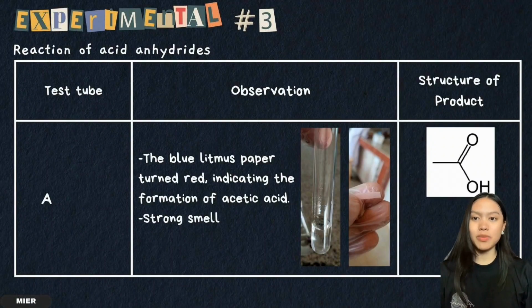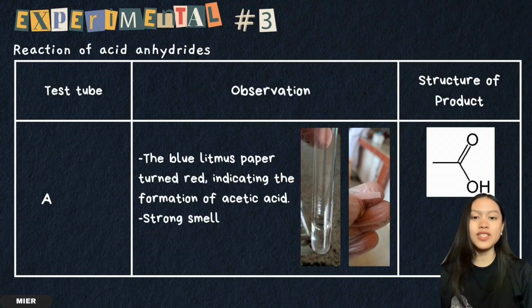To the next experiment, we are examining the reactions of acetic anhydride with water, ethanol, and aniline. So, for test tube A, which is water and acetic anhydride, when acetic anhydride is added to the water, it hydrolyzes to form acetic acid. This reaction is actually exothermic and it produces 2 molecules of acetic acid from 1 molecule of acetic anhydride.